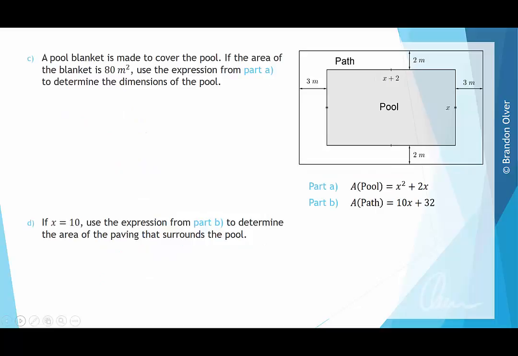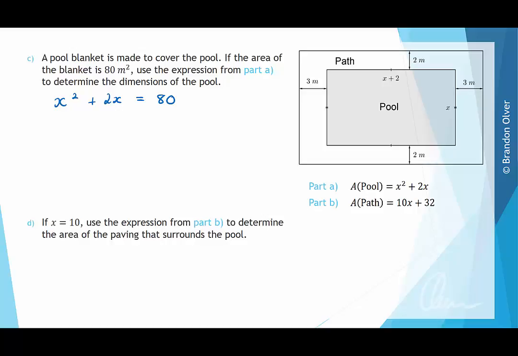So for part C, a pool blanket is made to cover the pool. If the area of the blanket is 80 meters squared, use the expression from part A to determine the dimensions of the pool. So in part A, we found that the area of the pool was x squared plus 2x. So we know that x squared plus 2 times x is equal to the 80 meters squared in the question.